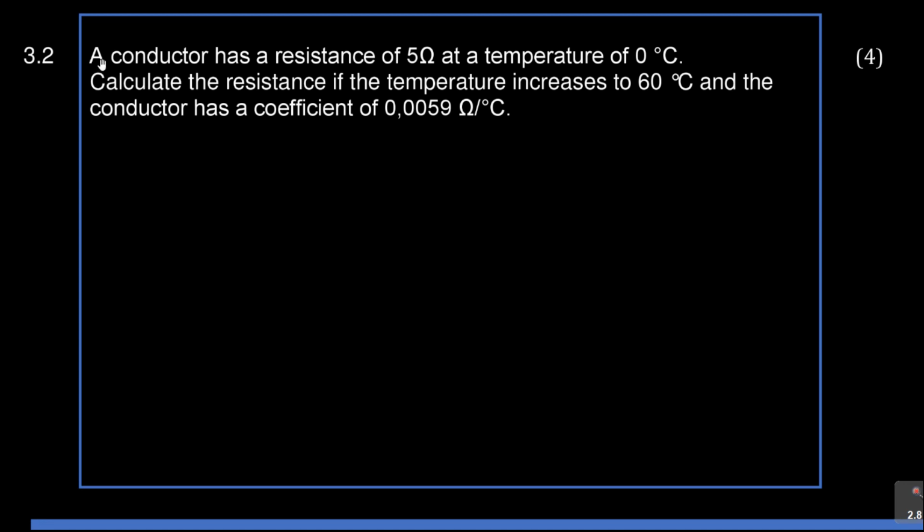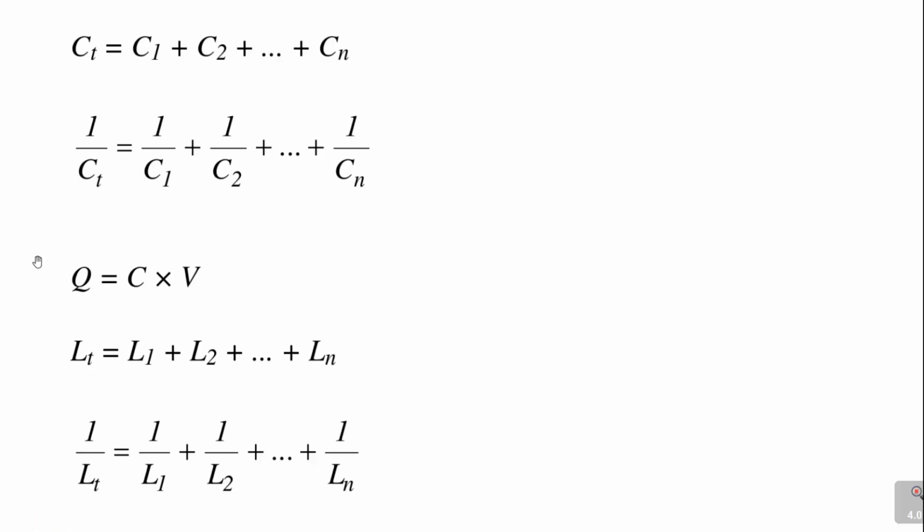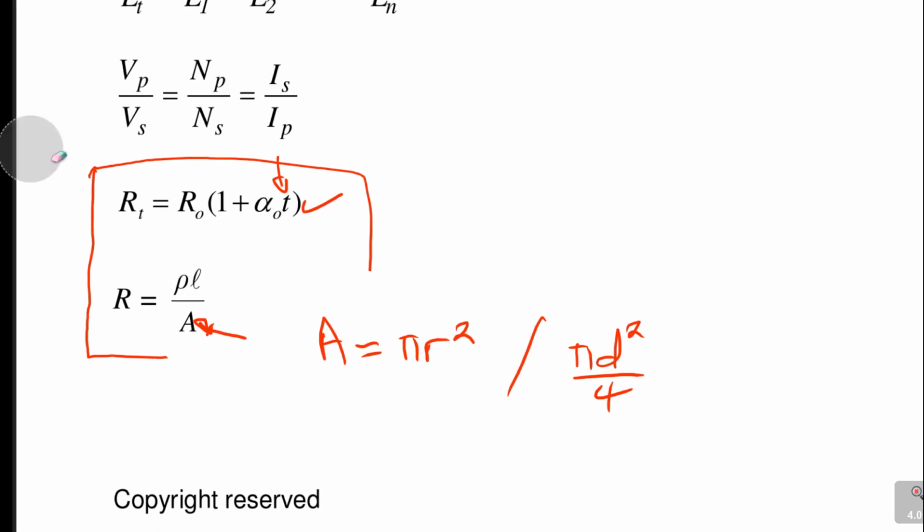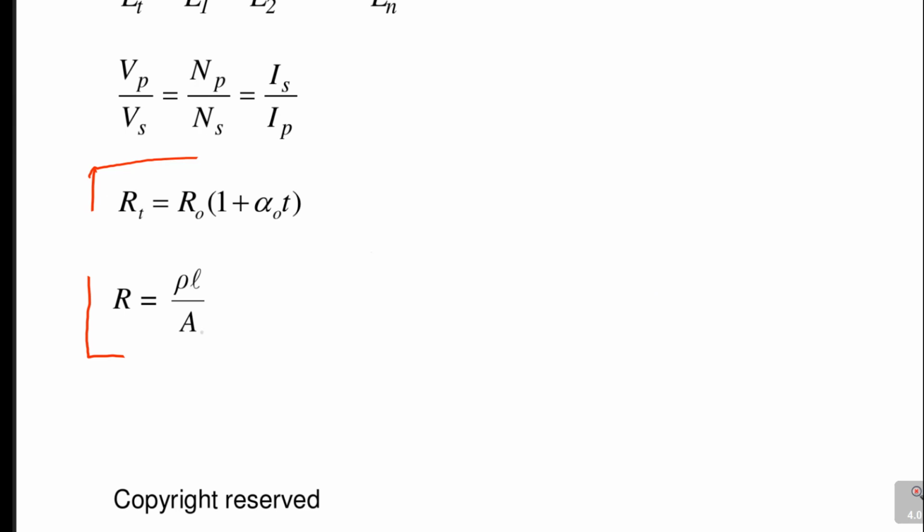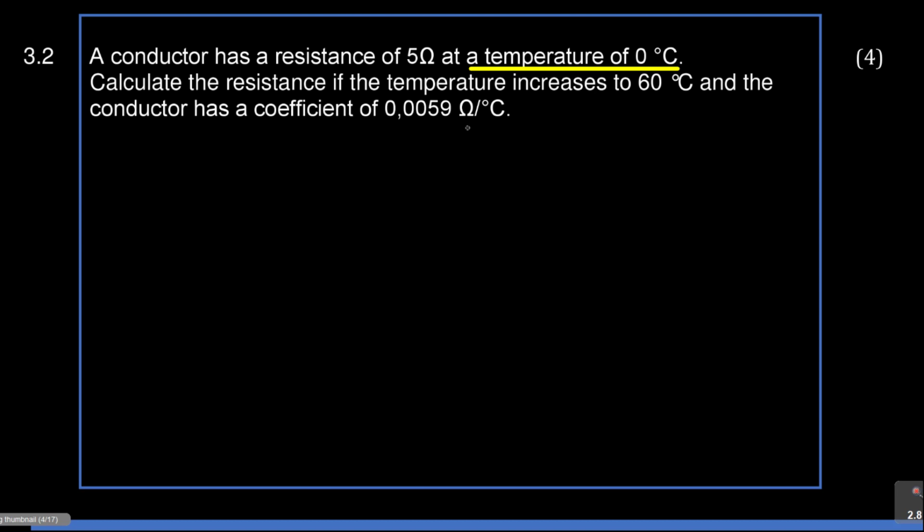Alright, a conductor has a resistance of 5 ohms at a temperature of 0 degrees. Now, pay attention. They are mentioning the word temperature. If they are mentioning temperature, you must know it is the other formula. Remember I told you about these two formulas? There it is. When they mention length and area, you know what to use. But look, there is our T for the temperature. So calculate the resistance if the temperature increases to 60 degrees Celsius and the conductor has a coefficient of that.